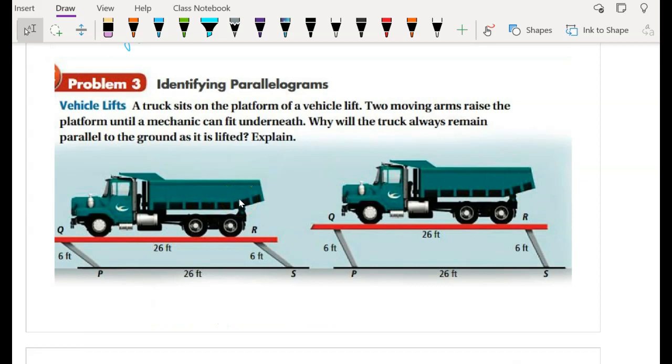Okay, let's take a look at problem 3. Let's read it. Identifying parallelograms. A truck sits on a platform of a vehicle lift. Two moving arms raise the platform until a mechanic can fit underneath. Why will the truck always remain parallel to the ground as it is lifted? Why do you think?